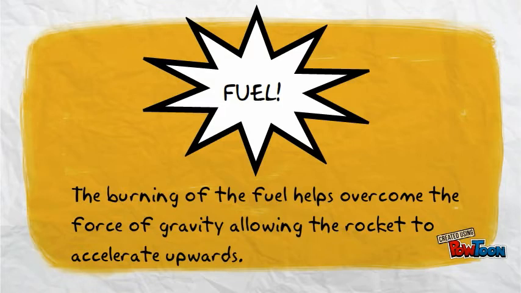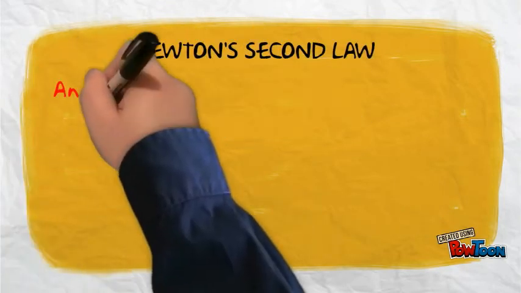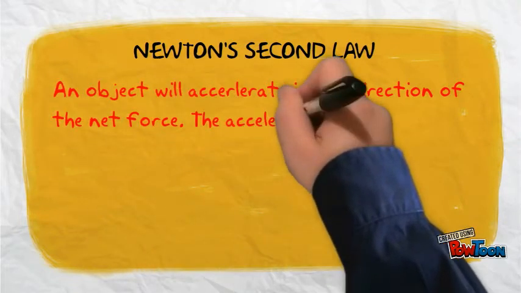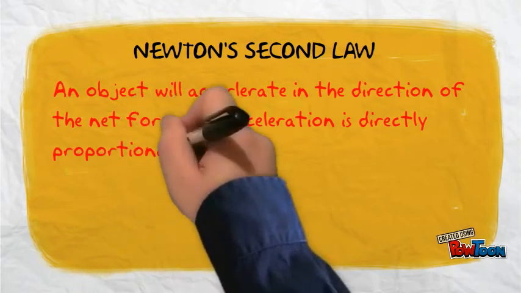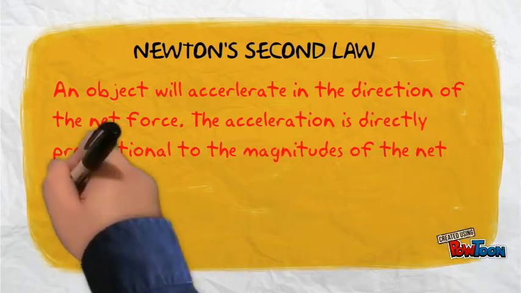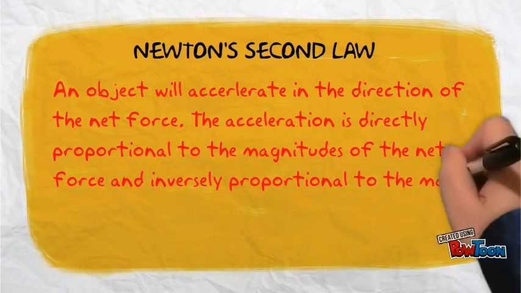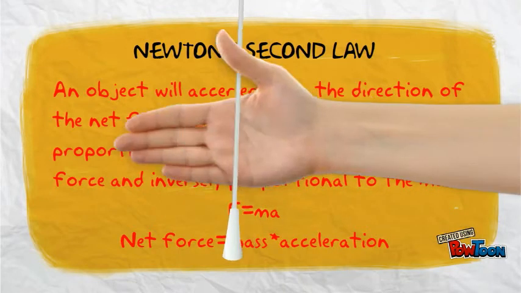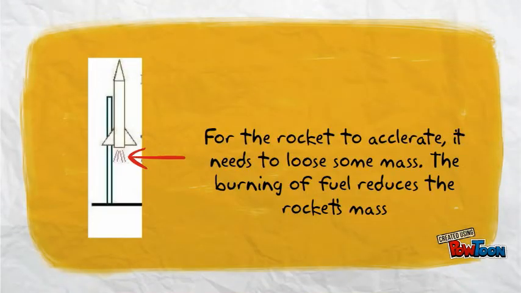This aspect of the rocket relates to Newton's second law, which states that an object will accelerate in the direction of the net force. The acceleration is directly proportional to the magnitude of the net force and inversely proportional to the mass. This can be represented by the equation F is equal to ma, in which net force is equal to mass times acceleration. From this visual, we can see that the rocket accelerates due to the burning of fuel, resulting in a decrease in mass.